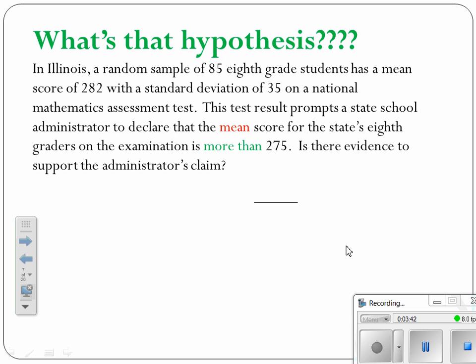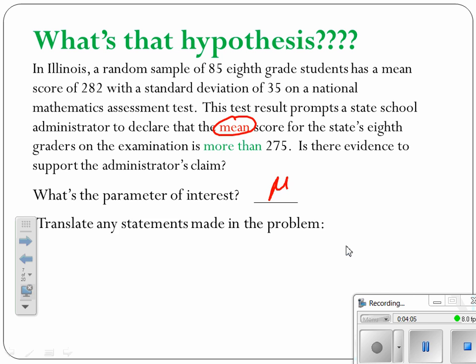In Illinois, a random sample of 85 8th graders has a mean score of 282, with a standard deviation of 35, on this national math test. A state school administrator says, okay, I think our average is definitely more than 275. So what is the parameter of interest? That's right there in red. It's a mean. So translate any statements that we have. Mean is more than 275. In other words, mu is greater than 275.